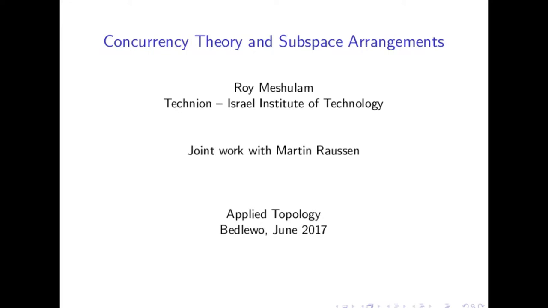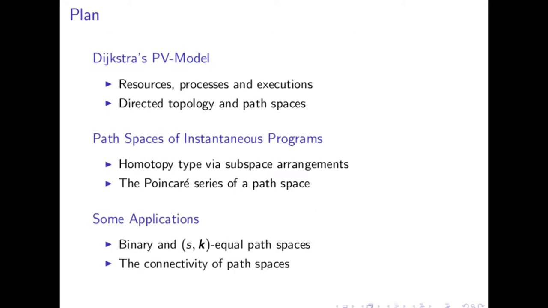In any case, let us see. So this is the outline. First, we'll describe Dijkstra PV model. It has some ingredients, the resources, the processes, the executions, and we'll see how this translates into the language of directed topology and path spaces.